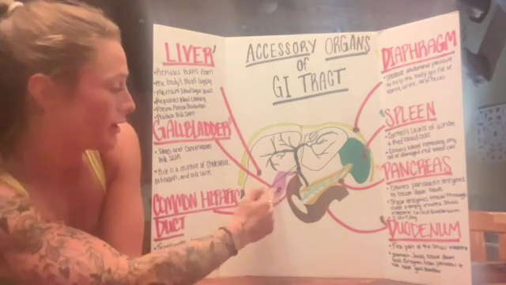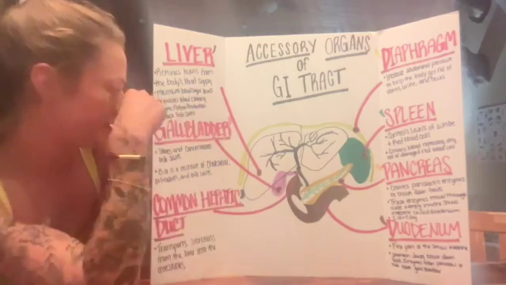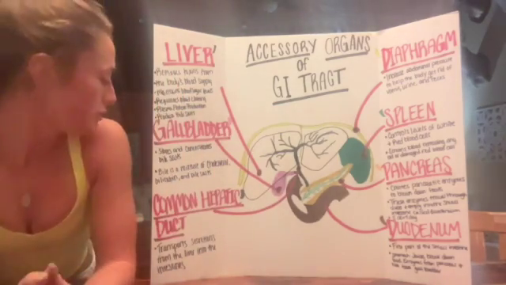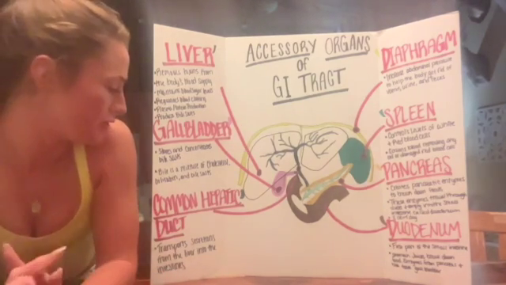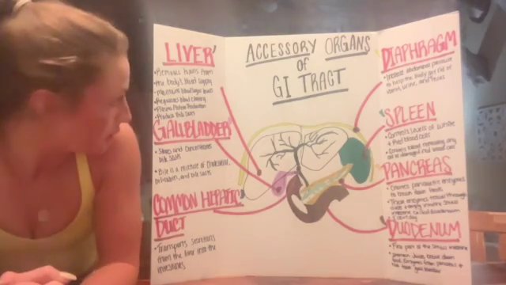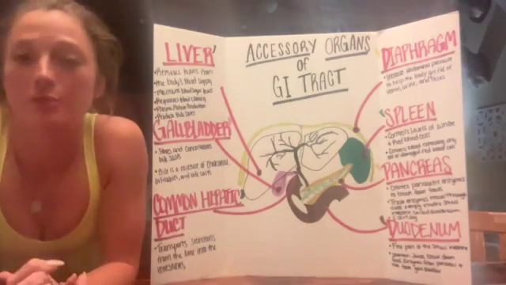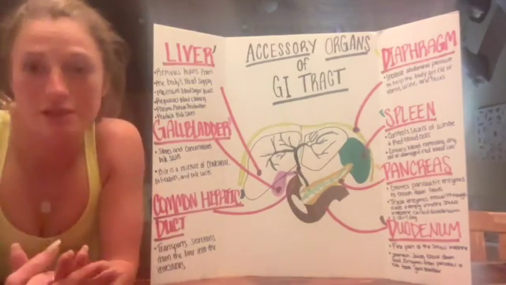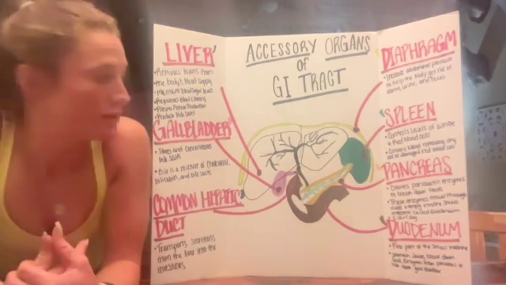Your gallbladder right here, which is highlighted in purple, stores concentrated bile salts. And bile is really just a mixture of cholesterol and bilirubin and bile salts. And then over here we have the spleen in blue, and that controls our level of white and red blood cells, and it also removes old or damaged blood cells.